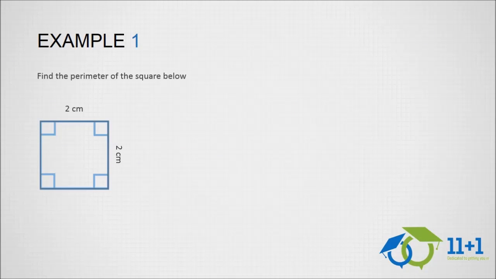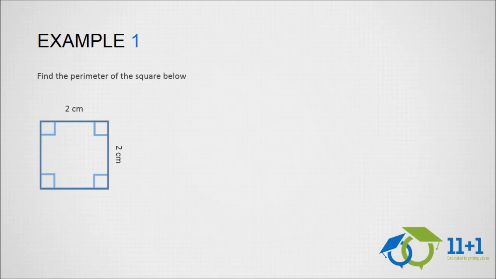Okay, so this question is asking us to find the perimeter of the square below. So as we said earlier, squares have equal side lengths. The perimeter is basically the distance of a shape from the outside. So it's the length of each side added together.